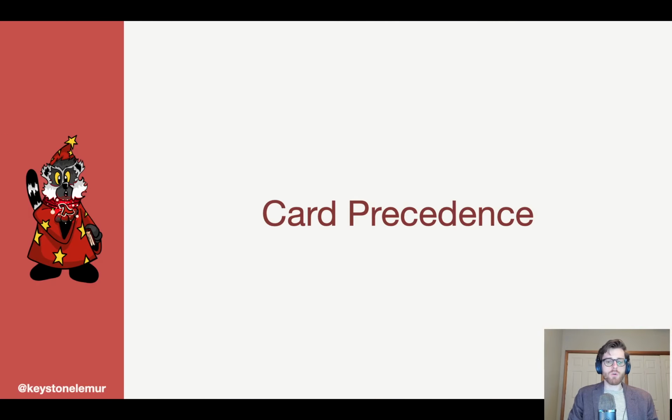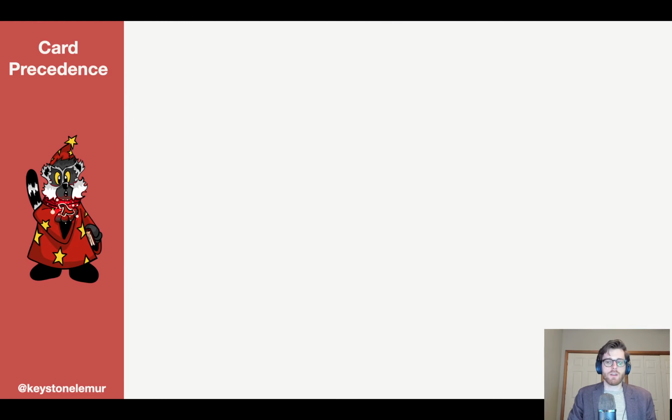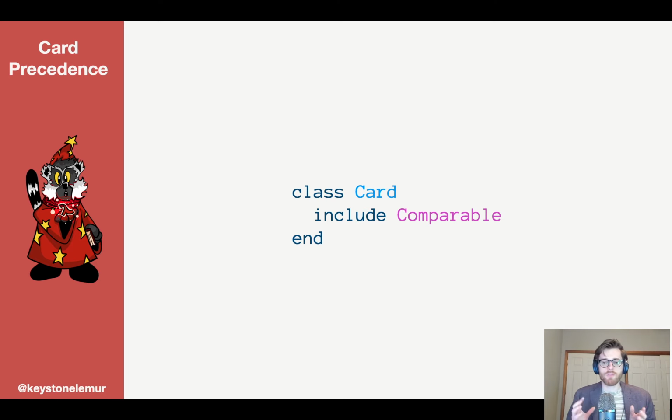We'll start out with precedence, or how important each card is in relation to others, or rank. So back to our card class, we want to start by including comparable. Now, comparable is kind of like enumerable, except it allows us to compare things instead of enumerate over them for sorting and comparing values. And it comes along with a lot of nice interface methods as well, like sort, max, min, and other things in that neighborhood.